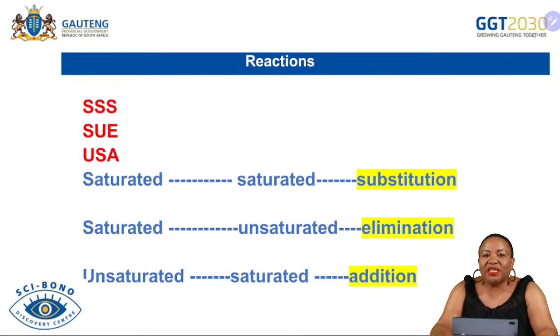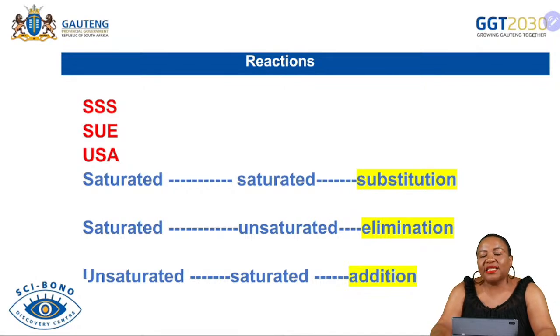Let's start with the first one, which is triple S. Especially when you are given a flow diagram, the first S means saturated. When you have a saturated reactant and it gives you a saturated product, the type of reaction that you are going to get is a substitution reaction. So the triple S stands for saturated giving you saturated, and the type of reaction will be substitution. The second one is going to be SU, whereby we have saturated.